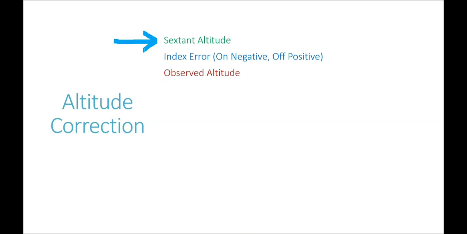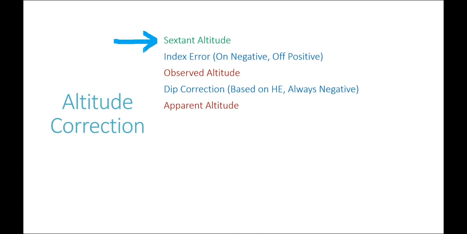To the observed altitude, we apply the dip correction. Dip correction is based on height of eye of the observer, and this dip correction is always negative. Once you apply the dip correction, you get the apparent altitude of the body.